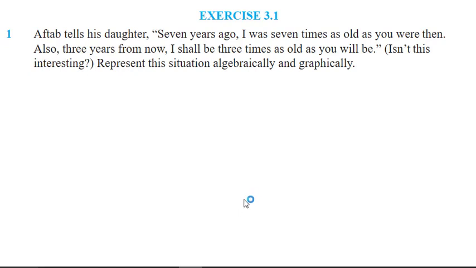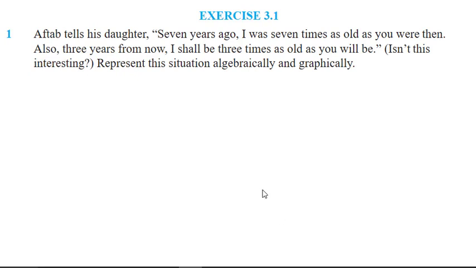The first question is, Aftab tells his daughter, 7 years ago I was 7 times as old as you were then. Also 3 years from now I shall be 3 times as old as you will be. Isn't this interesting? Represent this situation algebraically and graphically. So I have to show this situation algebraically and graphically. Now what is given?